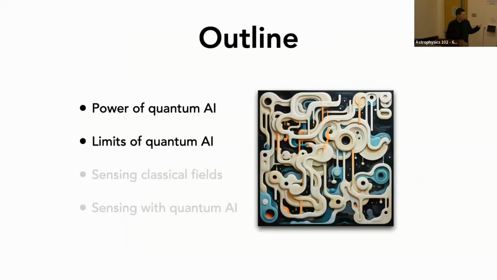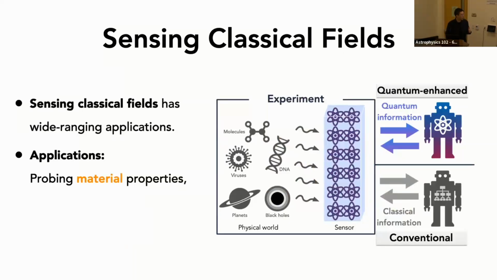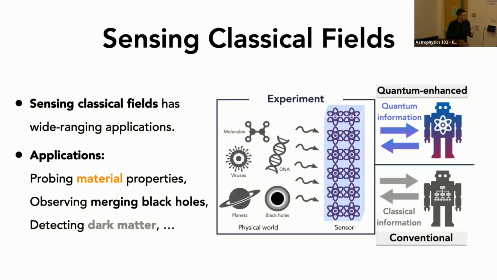In particular, what I'm going to focus on is the task of sensing classical fields. Sensing classical fields is a problem that has wide-ranging applications, from probing material properties to observing merging black holes, for example by detecting the space-time fluctuations coming through Earth, to problems such as detecting dark matter. There are also tons of other applications, for example in brain imaging, or potentially even in some classical technology like self-driving cars, where maybe we can make even better sensors.